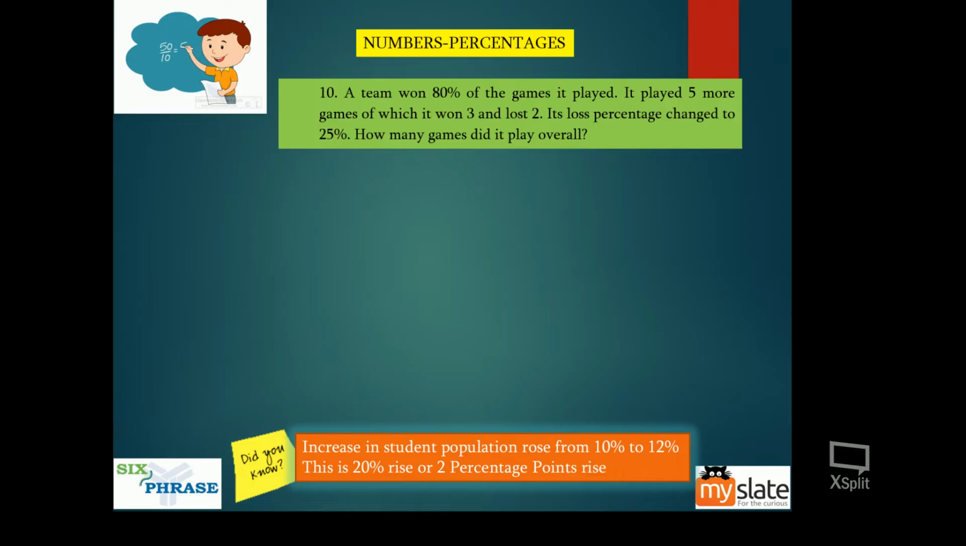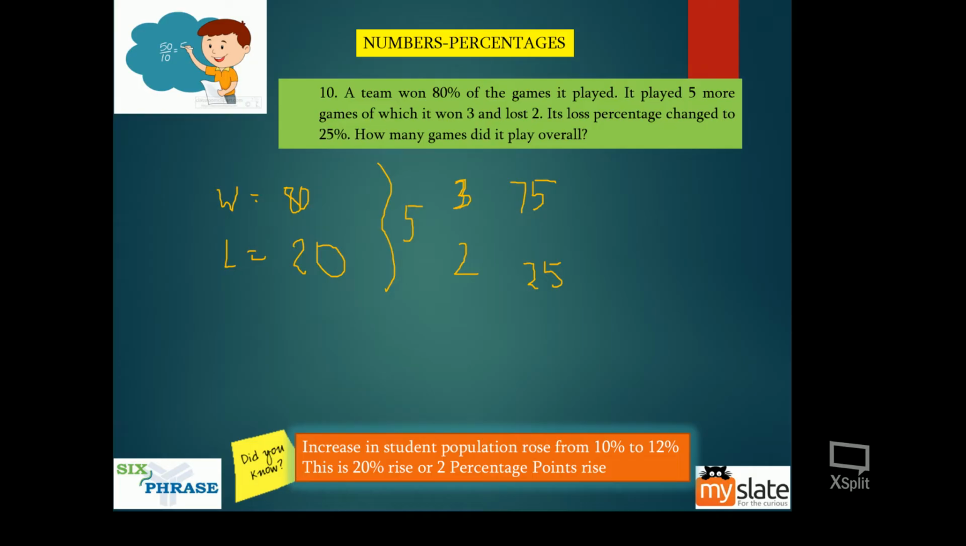What they say is initially the winning percentage was 80%. If the winning percentage was 80, what would be the losing percentage? It will be 20, right? Now they play 5 more games, out of which they win 3 and lose 2. After this happens, the winning percentage becomes 75 and losing percentage becomes 25. So these are the data that is given.